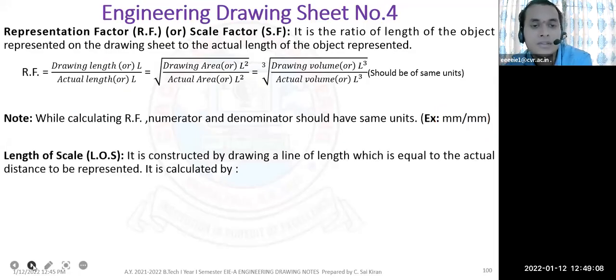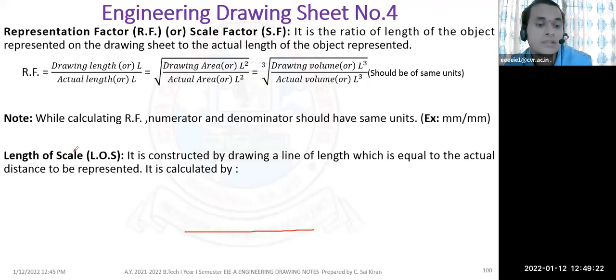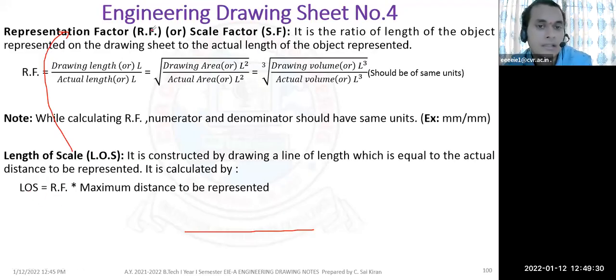Okay. Next you have to find out LOS. LOS is nothing but length of scale. Suppose I want to represent 10 meters. How much I am drawing here for this 10 meters, that is what we have to calculate as the length of scale. This length of scale you can calculate only by the RF value. Length of scale equals RF, the representative factor or scale factor, multiplied by the distance to be represented.